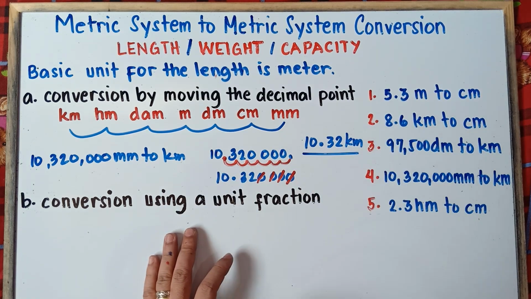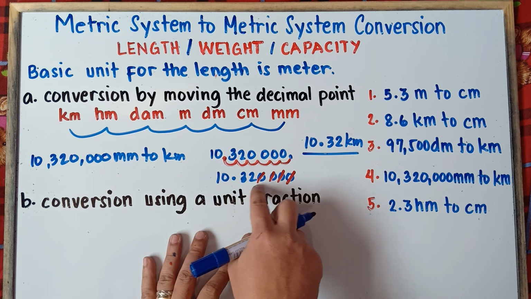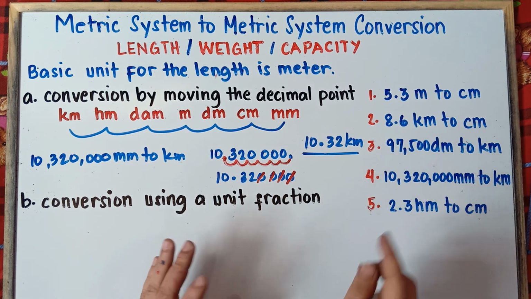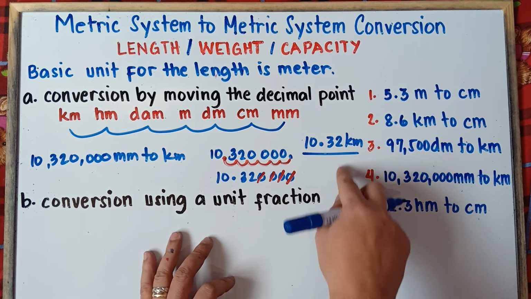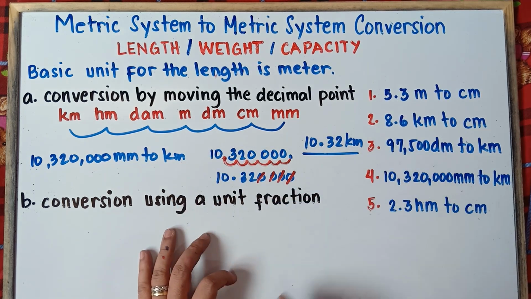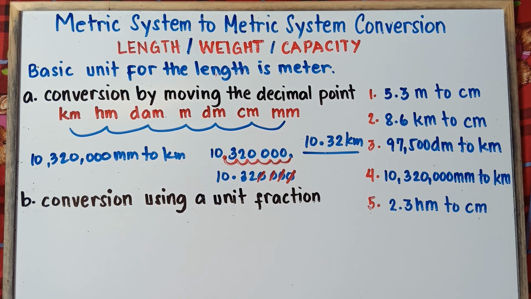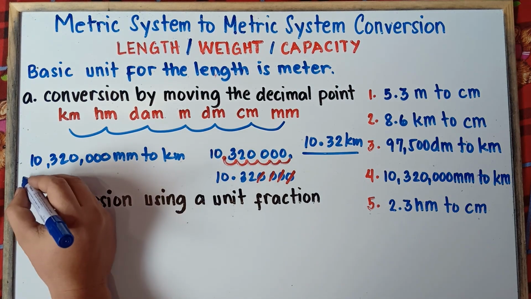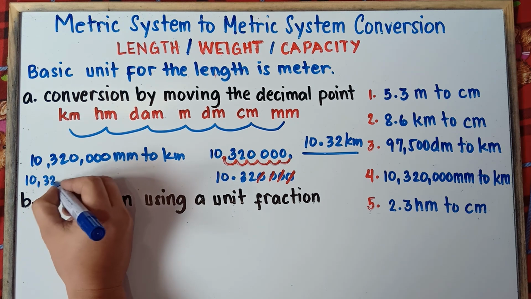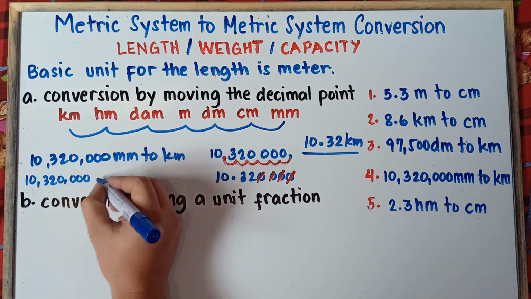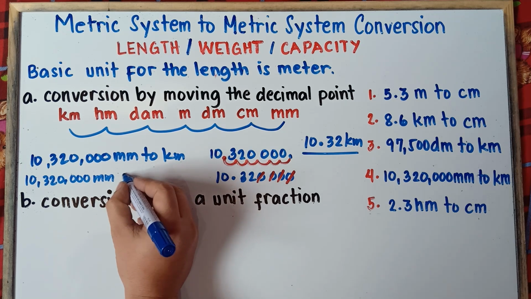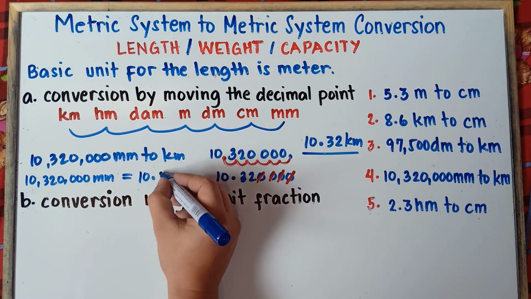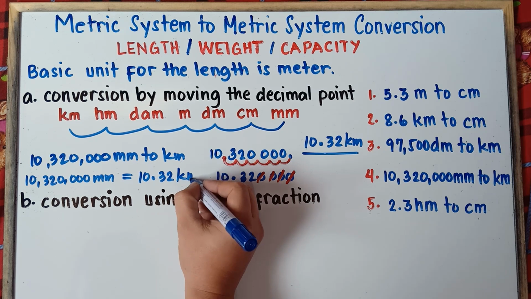That's it, class. So 10.320000 is just the same as 10.32. And then do not forget the units, kilometers. That's it, class. That's the answer for number 4 by moving the decimal point. So therefore, we can say that 10,320,000 millimeters is equal to 10.32 kilometers. That's it, class.